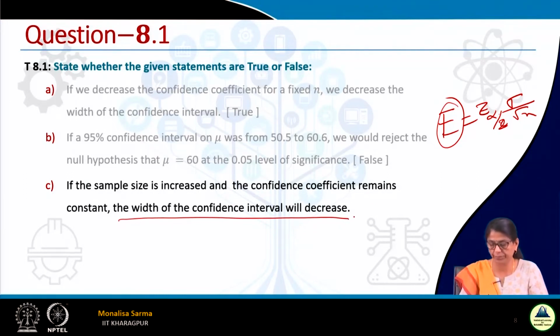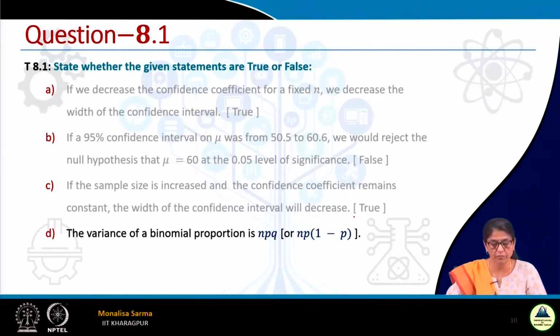So this is true. Next: the variance of a binomial proportion is NPQ or NP into 1 minus P. Is it true? We have seen this in the last lecture. The variance of a binomial proportion is P into 1 minus P, that is P into Q. So this is false.